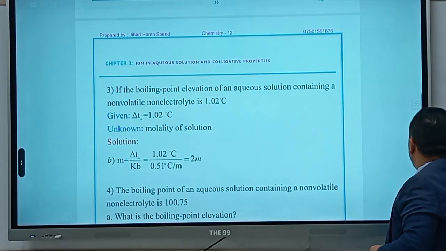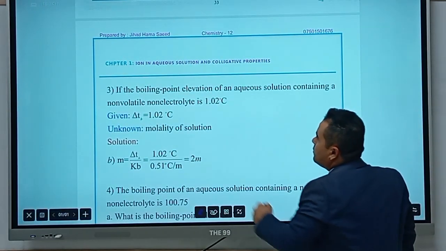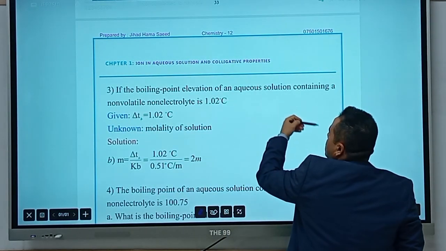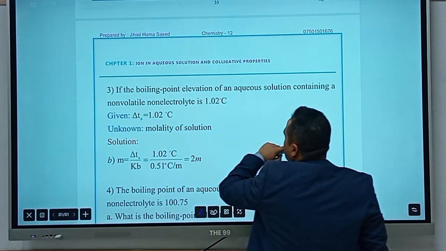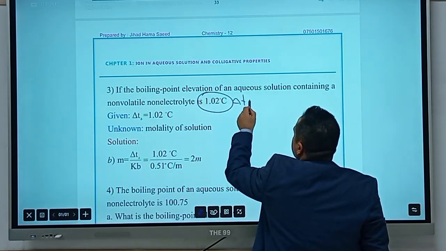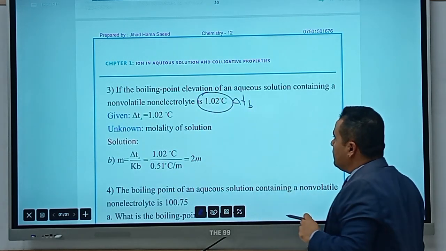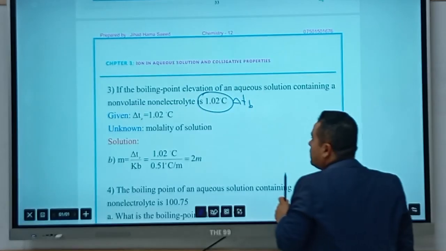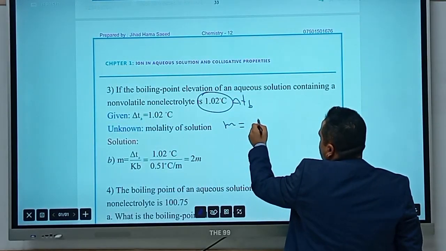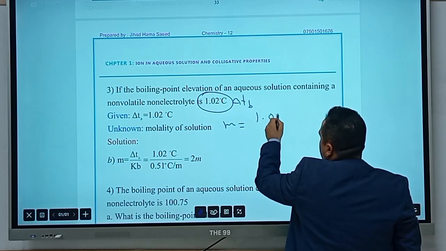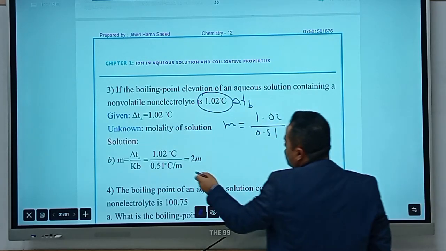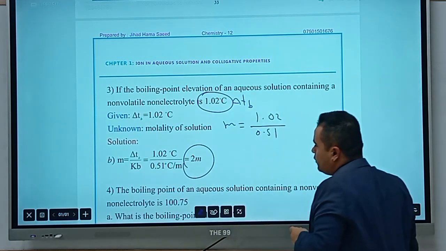Guys, in this question, the boiling point elevation of an aqueous solution containing a non-volatile non-electrolyte is 1.02. This is delta TB. What will be the molality? m is equal to 1.02 divided by 0.51, so it's almost 2 molal. That's the solution.